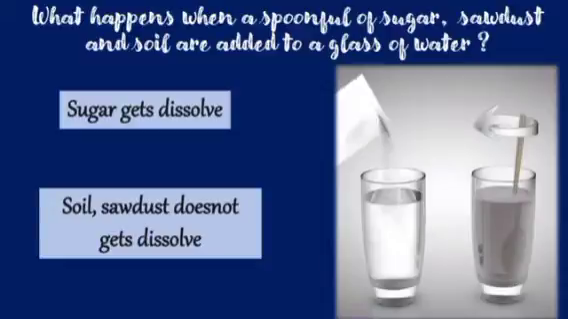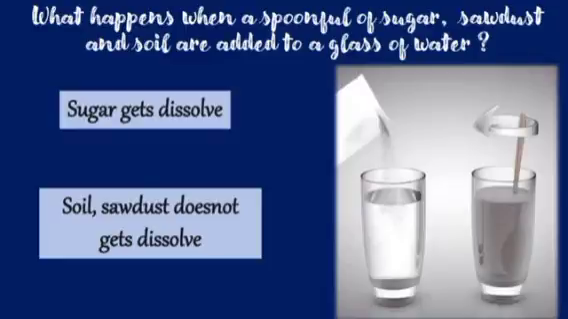First question is, what happens when a spoonful of sugar, sawdust, and soil are added to a glass of water? What will happen? Can you tell? So, if a spoonful of sugar, sawdust and soil are added to a glass of water, after stirring, sugar will get dissolved into the water, while sawdust and soil are not miscible with water. So, they appear in the solution of sugar only.